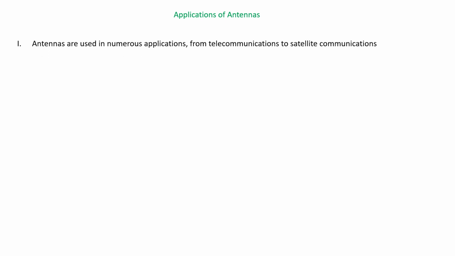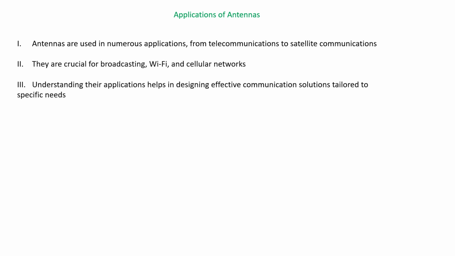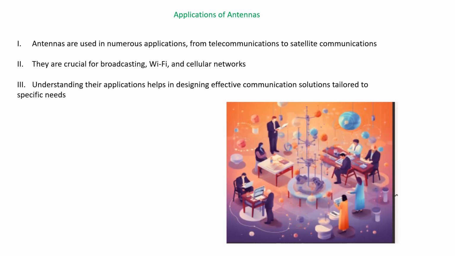There are different kinds of antennas used for satellite communication, broadcasting, Wi-Fi, and also the cellular network. Understanding them can help us in designing effective communication systems for specific needs. Nowadays there is rapid growth in the application of antennas. The size of the antennas is getting smaller and smaller, with greater features. It covers a wide range of applications. So it's a very important topic.